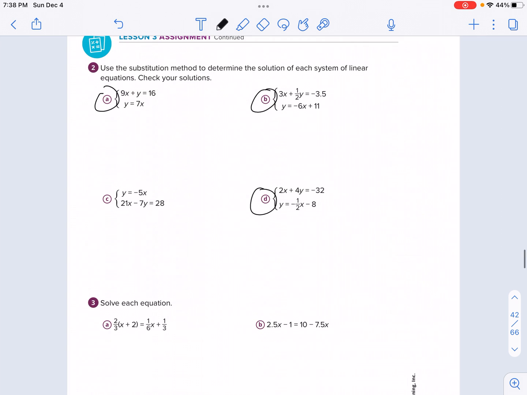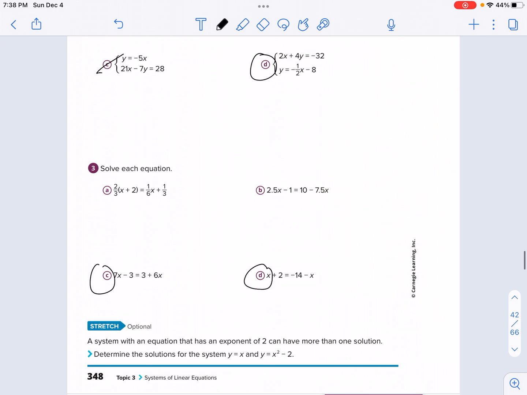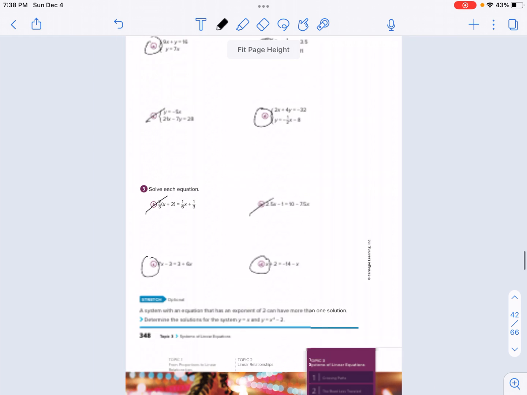So we can cross off the other ones. And then 3, I don't want you to do A. I don't want you to do B. I just want you to do number 3, C, and D. So it's 1, 2, 3, 4, 5, and then 6. So 6 total problems here. Okay. All right. Anyways, let me know if you have any questions.